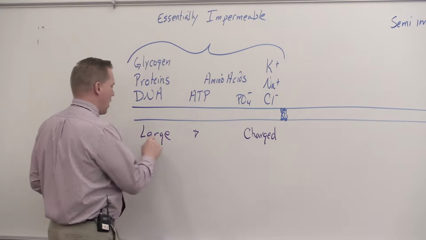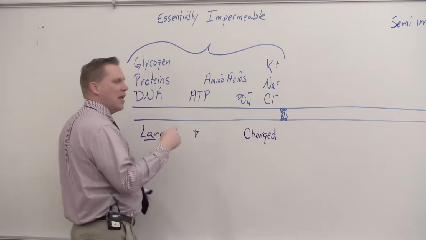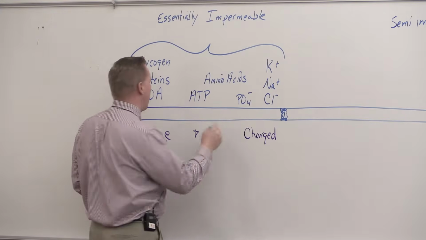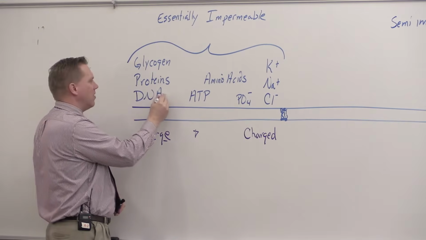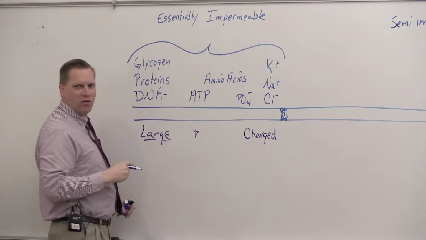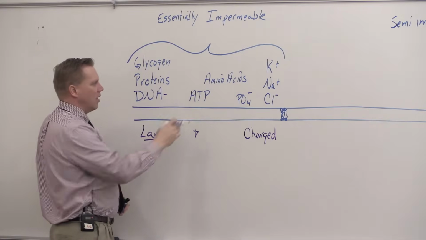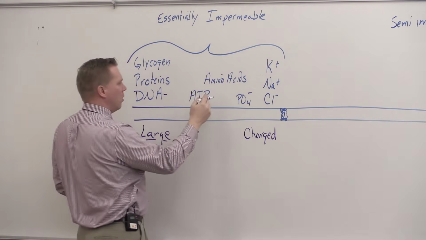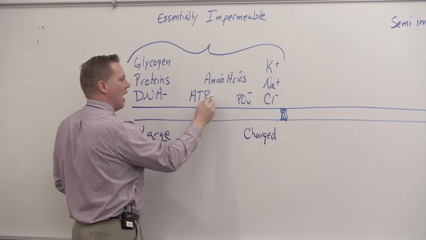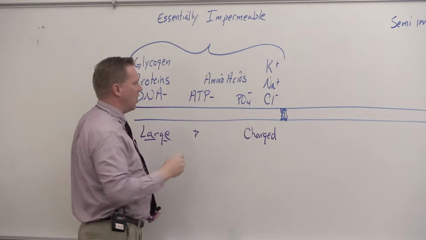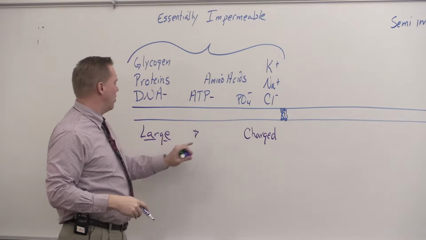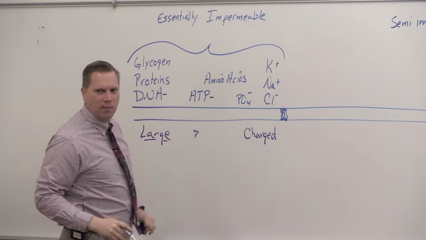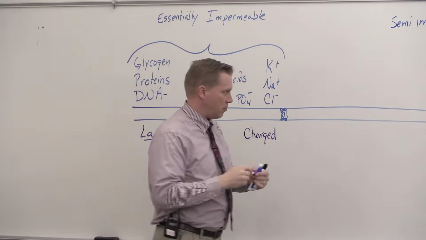And so the properties, if you are large and or charged, remember that DNA, because of the phosphate groups on it, also has a negative charge on it. Proteins are often charged. ATP, we discussed in our last unit, has a bunch of negative charges on it. Amino acids will have positive and negative charges. So if you're charged and or large, then you're going to be impermeable to the membrane.